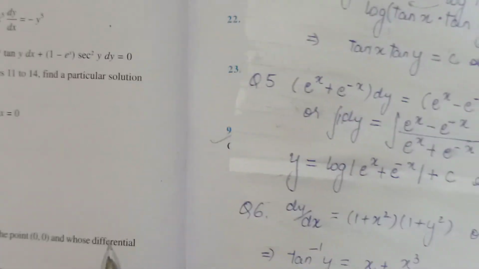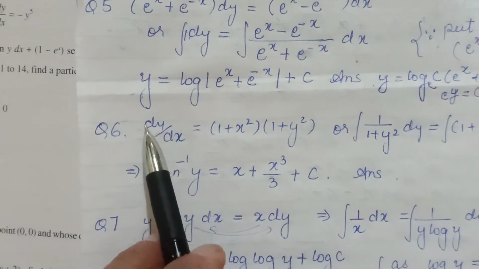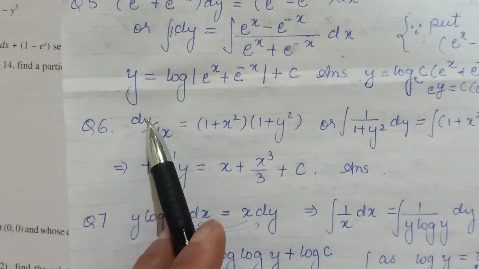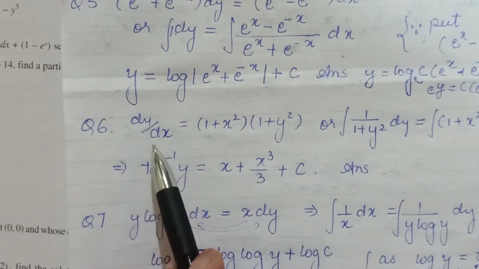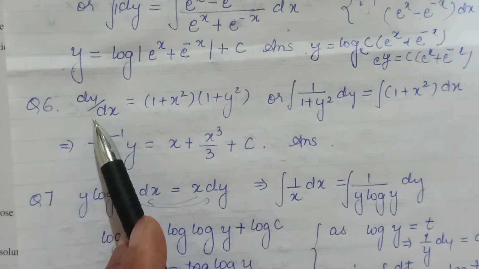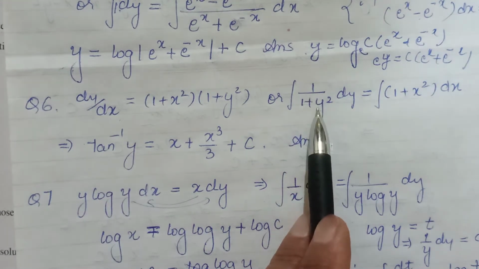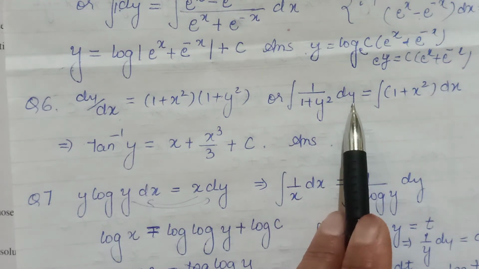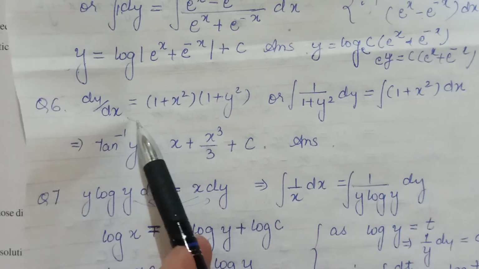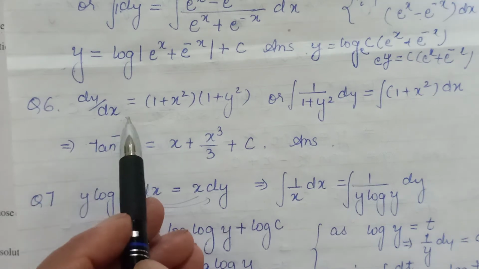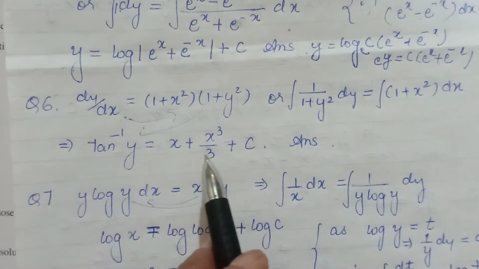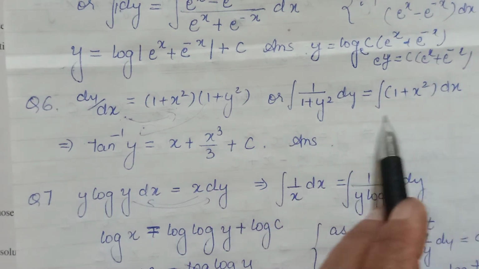Okay, then the sixth question, children, was like this only. dy by dx is equal to this, again we will put function of y with dy and x with x. So if you do that, this goes to the other side, it will come in denominator naturally. So we will have 1 upon 1 plus y square to be integrated with respect to y, and here 1 plus x square will be integrated with respect to x. Okay, so getting this to the left hand side, taking this to the right hand side, this is what your function becomes.